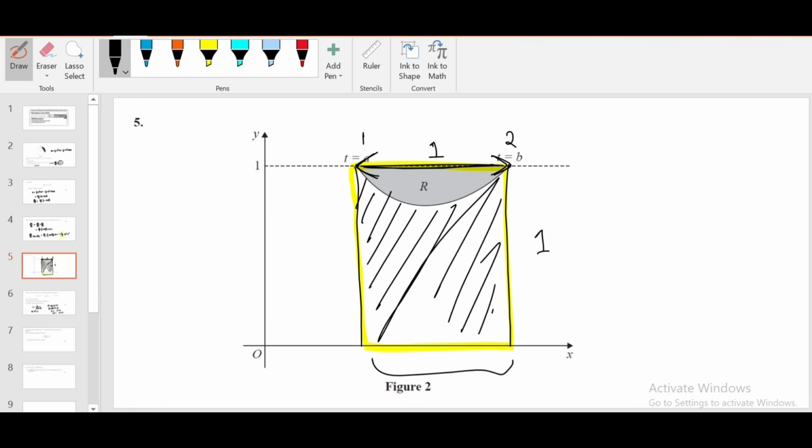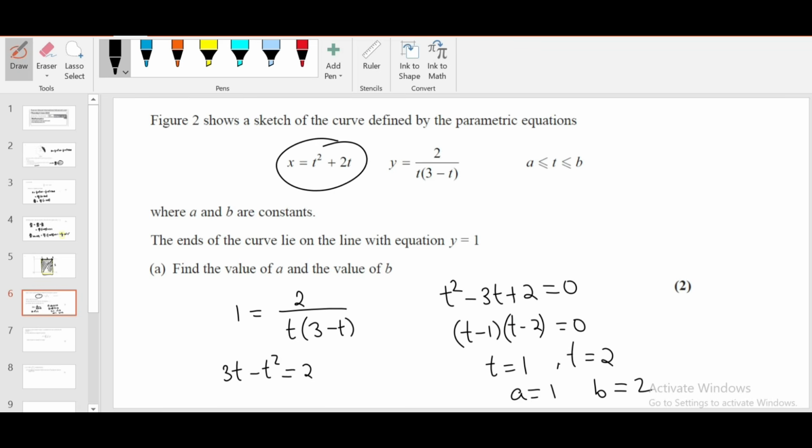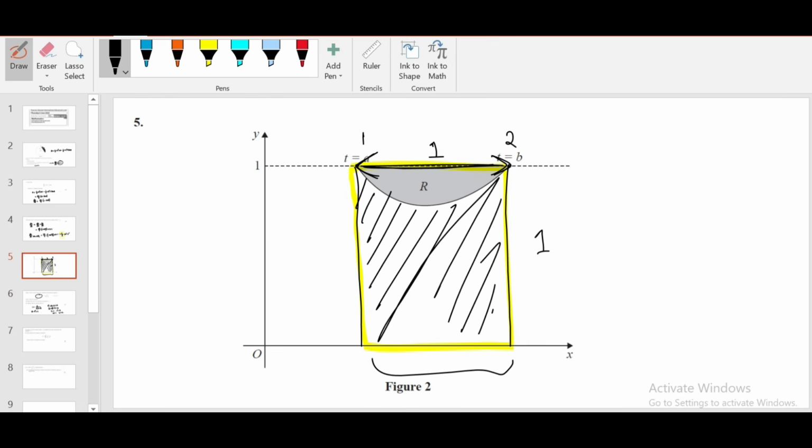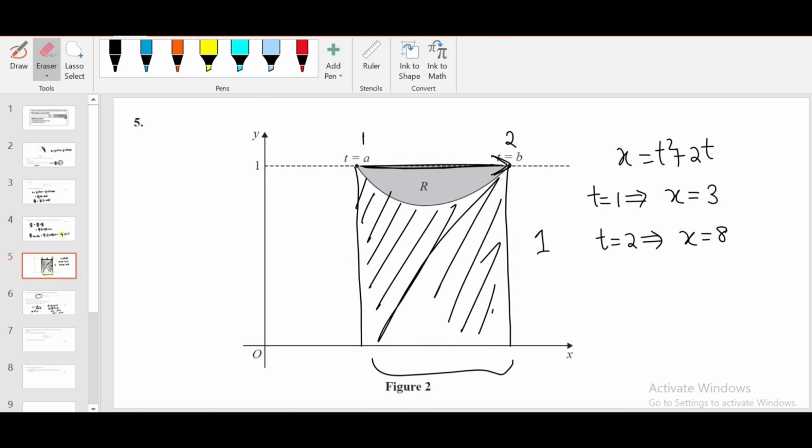You need to find the x coordinates corresponding to these t values. So you need to use the first equation, x is equal to t square plus 2t. When t is equal to 1, x is 1 square plus 2, 3. When t is equal to 2, x is 2 square plus 2 times 2, 4 plus 4, 8. So what does that mean? Here the x coordinate of this point is 3. That's 3 here. 8 is the x coordinate of this point. So the length is 8 minus 3, 5.